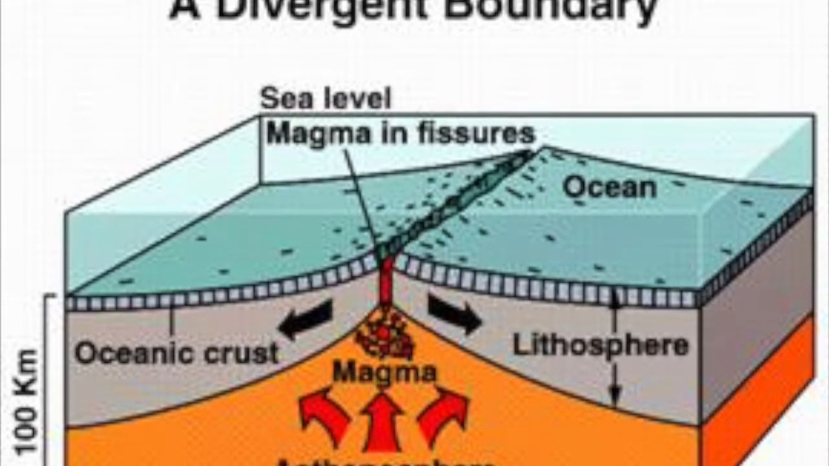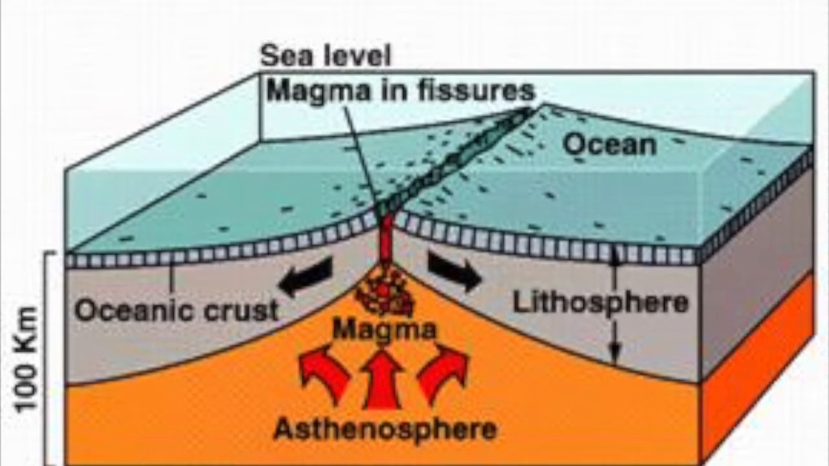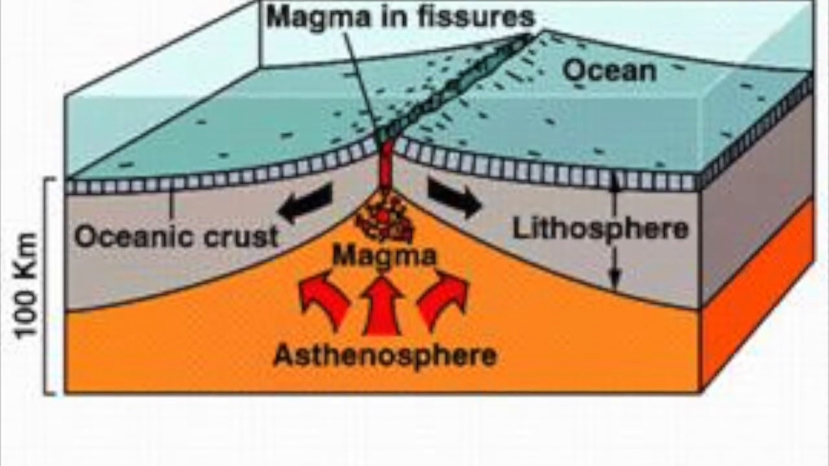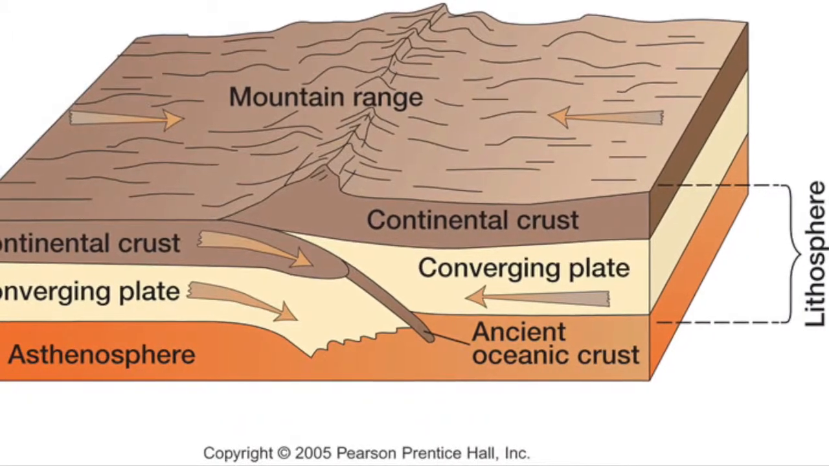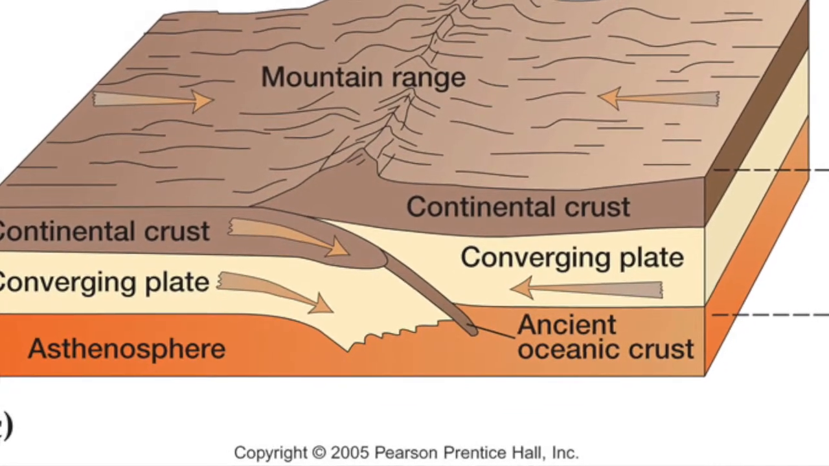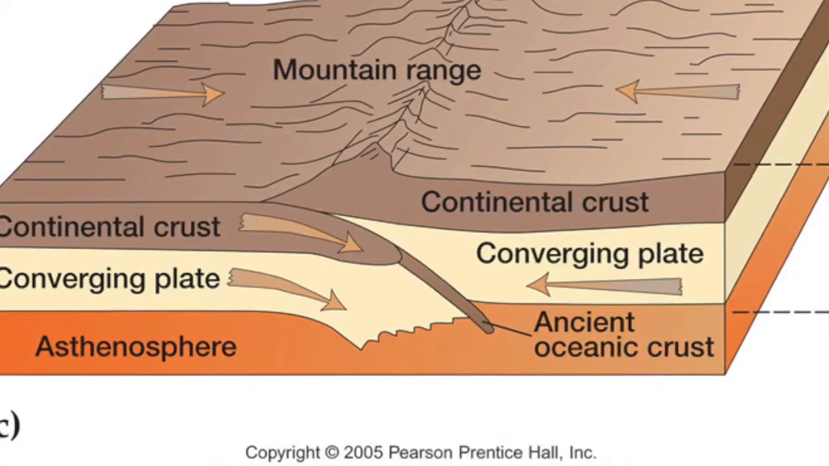A divergent plate boundary is basically when an area of new crust is formed and the plates are moving away from each other, caused by rising magma. Convergent plate boundaries are the exact opposite of that. Two plates are constantly moving towards each other and crust is being subducted.